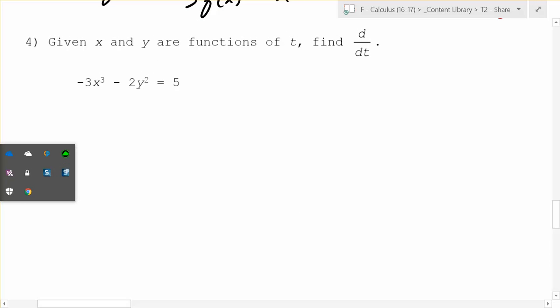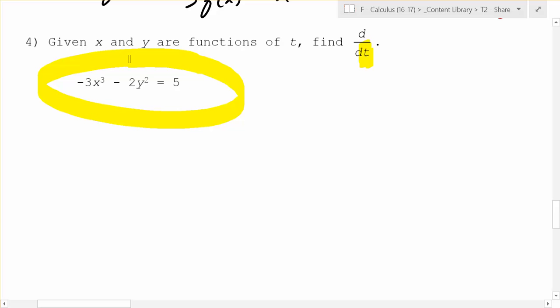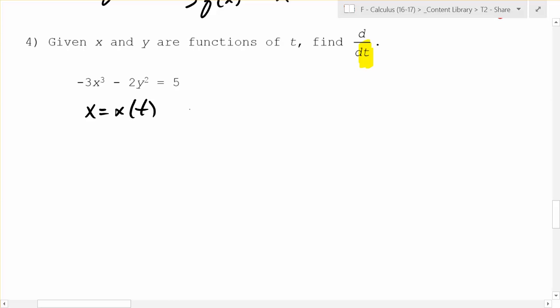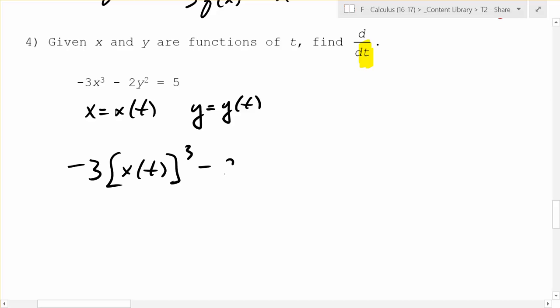Variable, see, you see how it says t? Do you see any t's in here? No, I don't see any t's. So x is going to be x of t, and what does y going to be? Y of t. And now what do we do? Same process. So we have negative 3 times x of t cubed minus 2 times y of t squared is equal to 5.